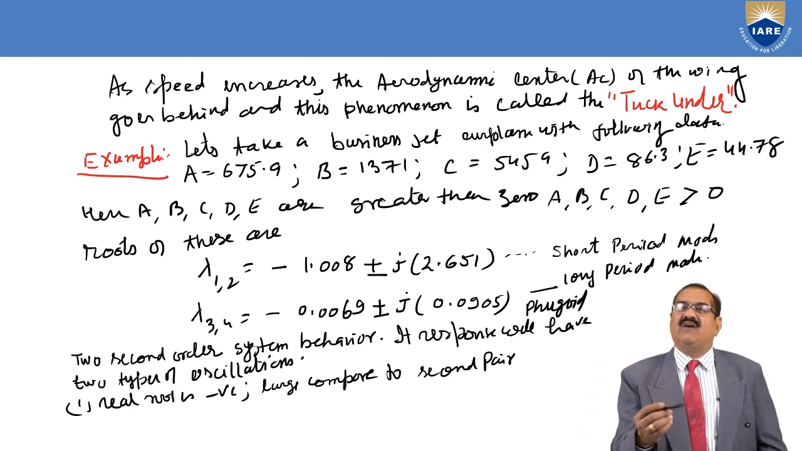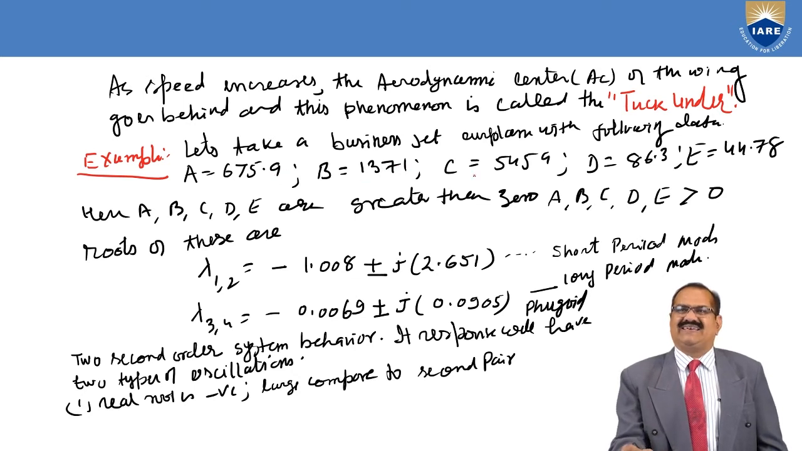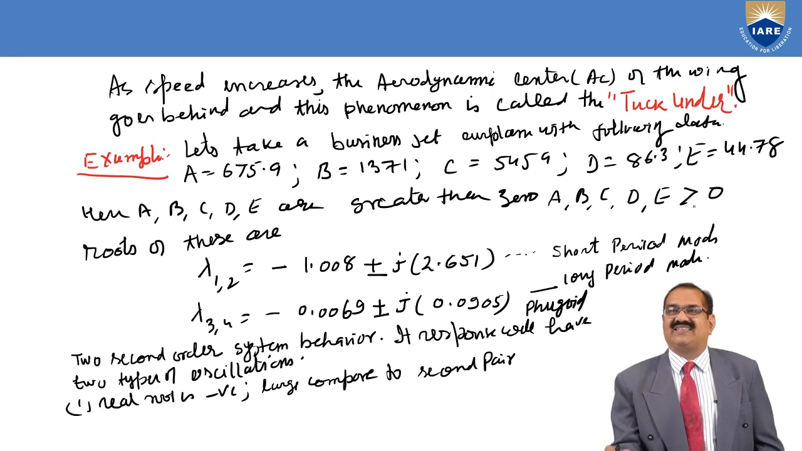Here we can see with the example, let's see a business jet airplane with the following data. A is equal to 675.9, B is equal to 1371, C is equal to 5459, D is equal to 86.3, E is equal to 44.78. Here A, B, C, D are greater than 0.